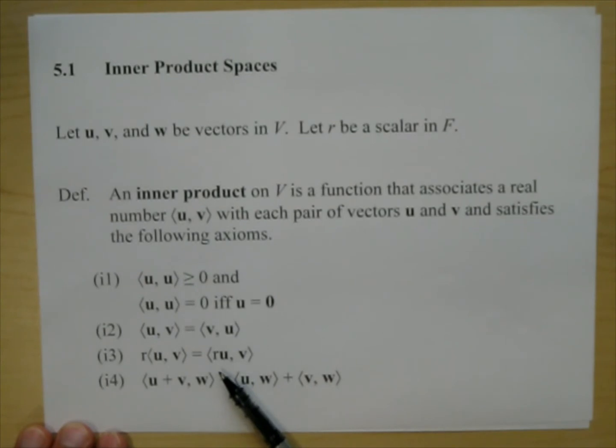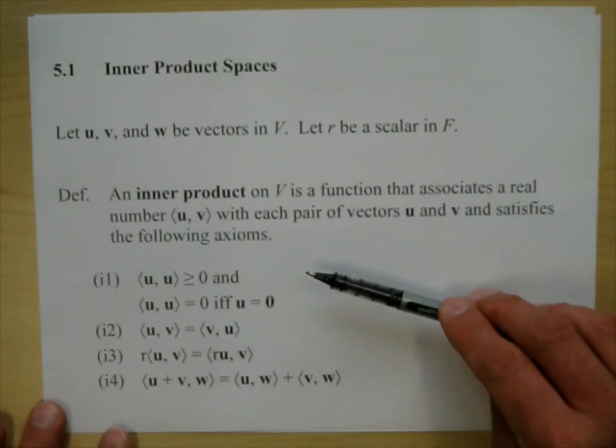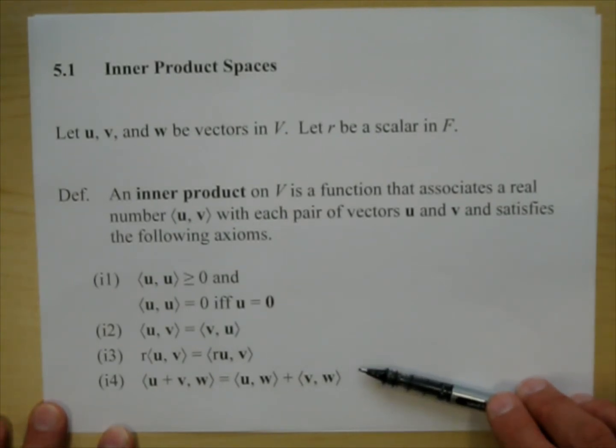And that's one property. And then we have another one. We have U plus V. You're taking the inner product of that with W. It is the inner product UW plus the inner product VW. So these are four axioms that make an inner product. Now the dot product satisfies all these. So the dot product is an example of an inner product.